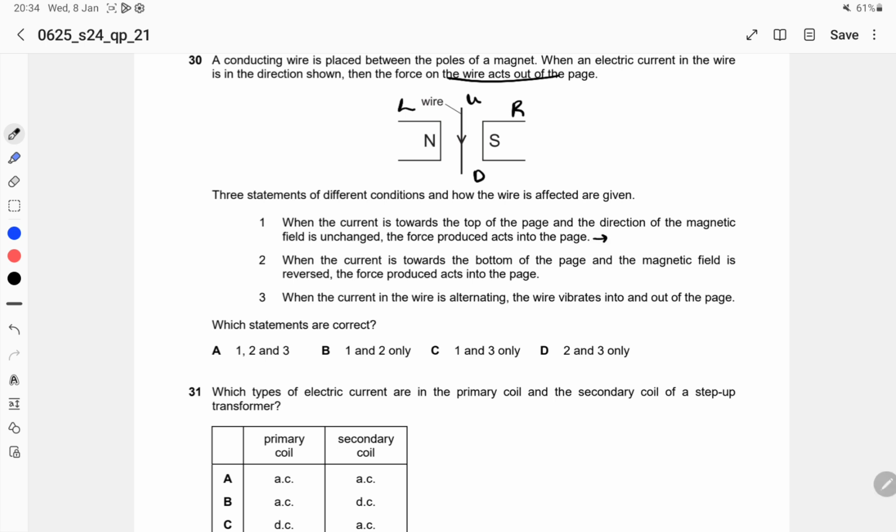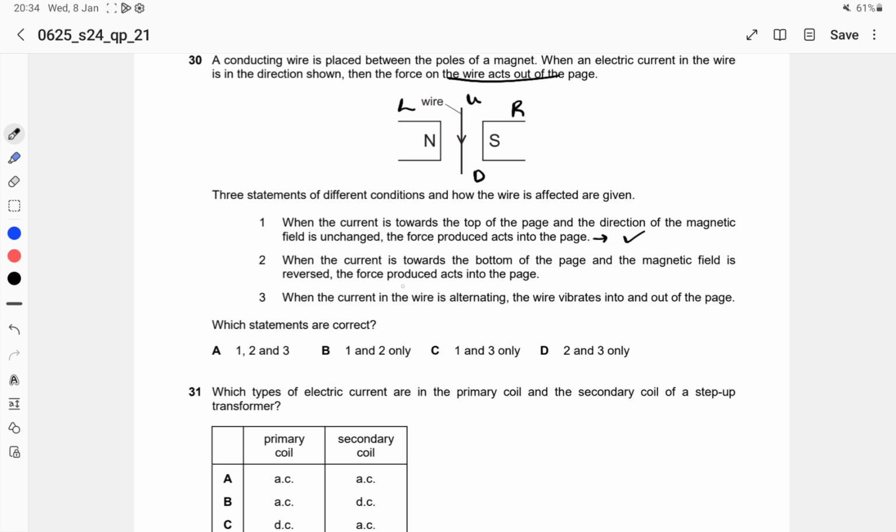So what this line tells you is, if the direction of current is reversed, the direction of force reverses, which is correct. If you use your left hand rule, if you keep your direction of magnetic field same, but you reverse the direction of current, your thumb will point in the opposite direction.